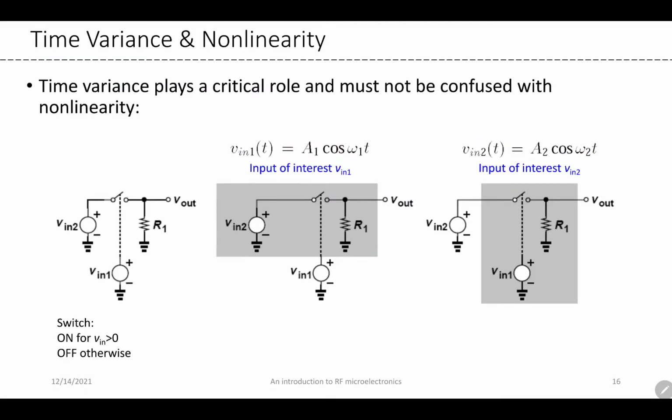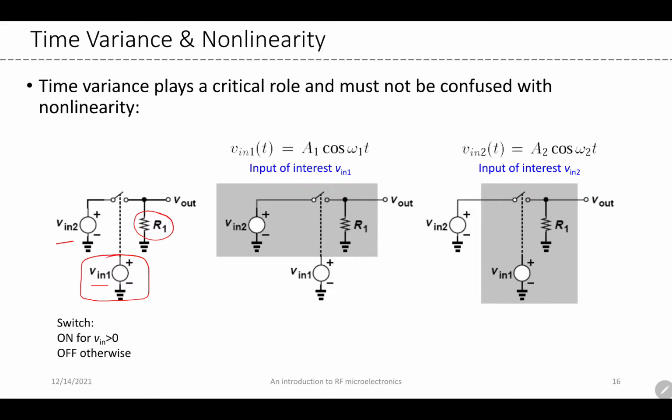Now sometimes it might be confusing to distinguish between the two, and it might lead to some confusions. So a very typical example of that is the following system. Let's see what the system is. So we have two inputs, v in 1 and v in 2, and v in 1 controls a switch, and v in 2 simply connects to the output v out through the switch, and then there's a load resistance R1.